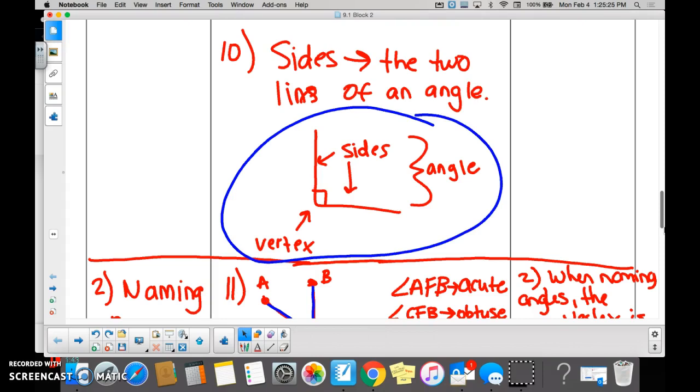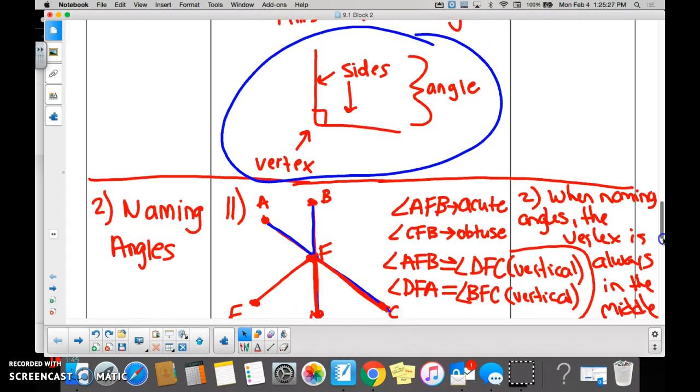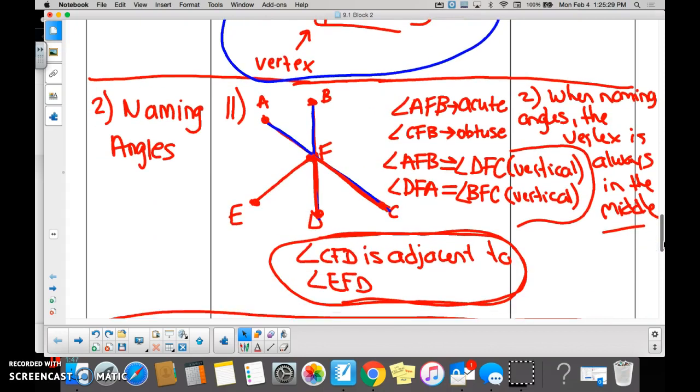Got it? All right, number 2, naming angles. You guys are with me here? Yes. What is this angle right here called? Everybody go. Acute. No. What is it called? Name that angle. A, F, B. What is always the middle letter when naming an angle? F. It's the vertex, right? So it's the vertex. In this case, it's an F, yes.